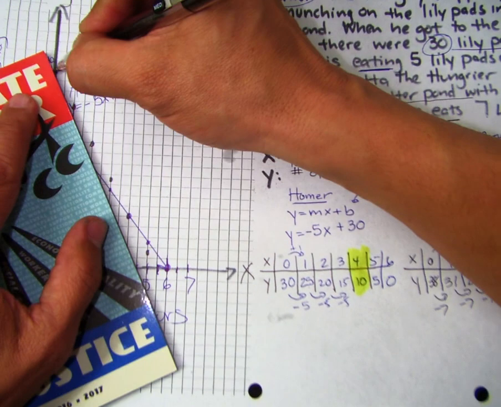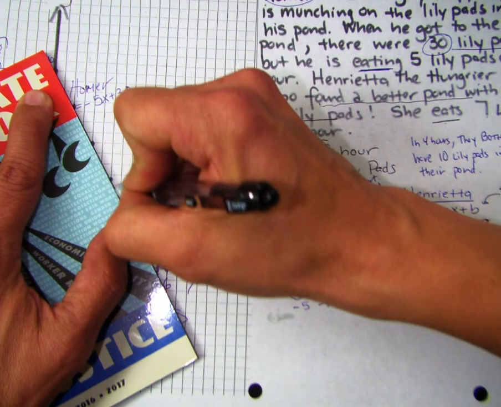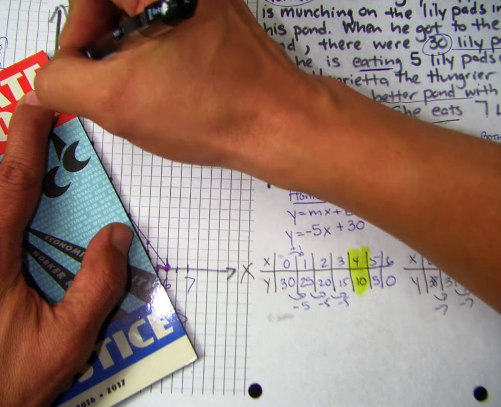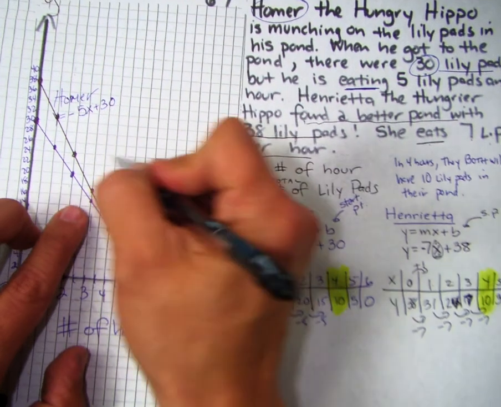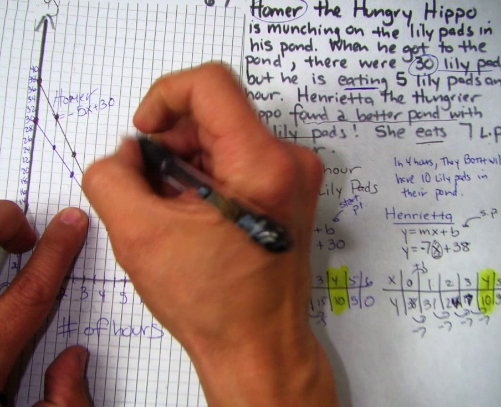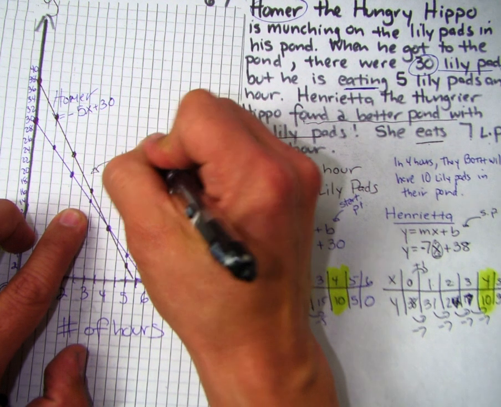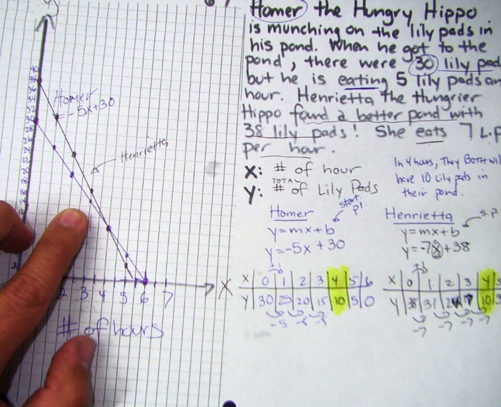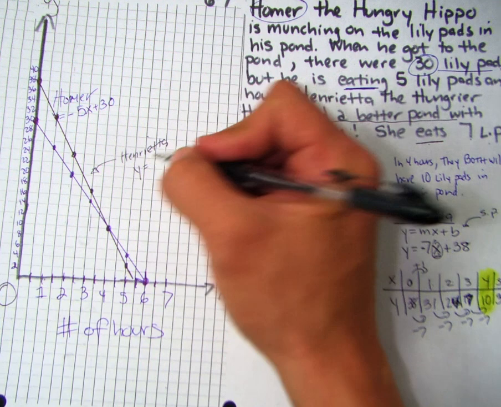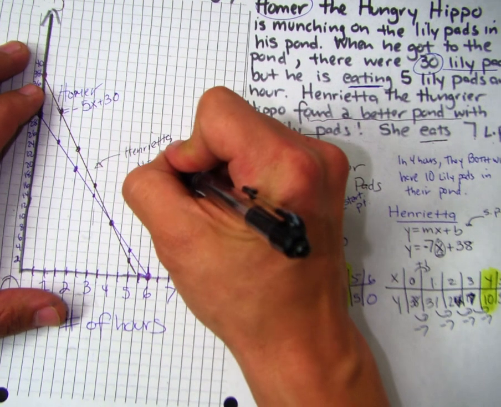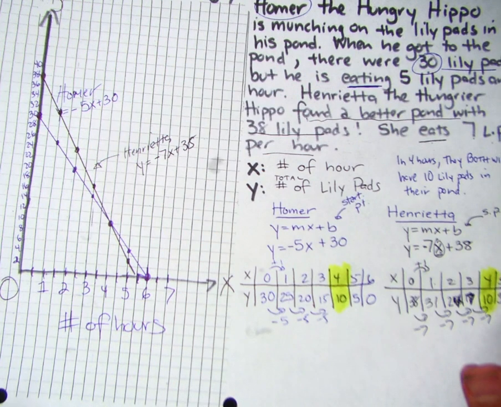Here we go. You draw the line. Going down. That's it. Whose line is this one? This is Henrietta. So go ahead and write Henrietta. Henrietta, y is equal to what? Negative 7x plus 38. There are your two equations.